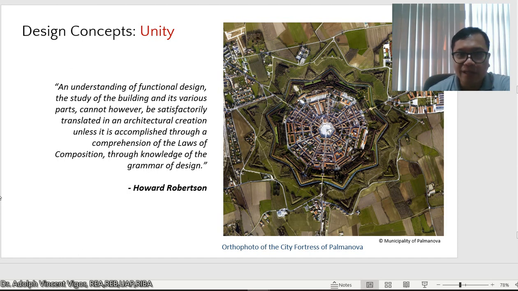So here, Robertson said that an understanding of functional design, the study of the building and its various parts, cannot, however, be satisfactorily translated into an architectural creation unless it is accomplished through a comprehension of the laws of composition, through knowledge of the grammar of design. So design has a grammar, and you could achieve that harmony if you have a strong foundation of theory of design.